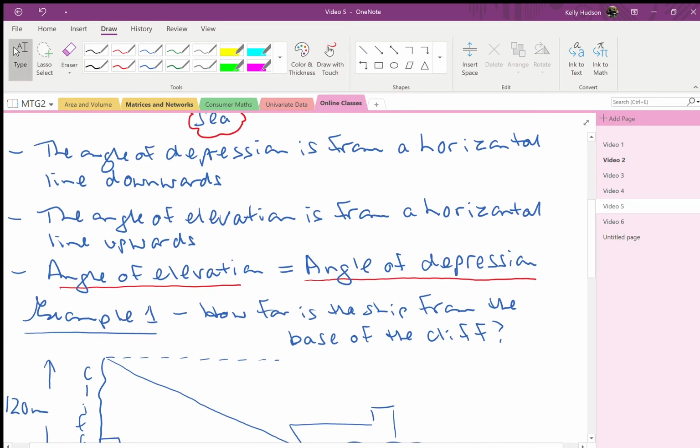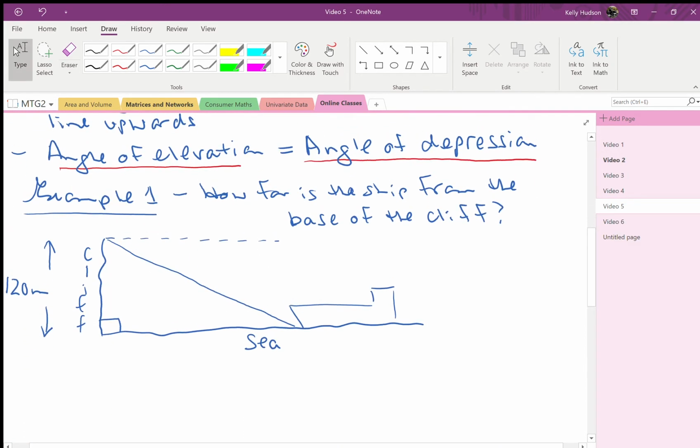So let's take an example. Here's another one of a boat and a cliff. So the question is, how far is the ship from the base of the cliff? Now the information I'm given here is that the boat is D in here is my distance I've got to calculate. My boat distance here, which is going to be how far it is away from the cliff.